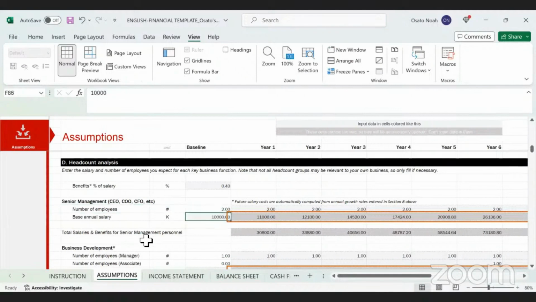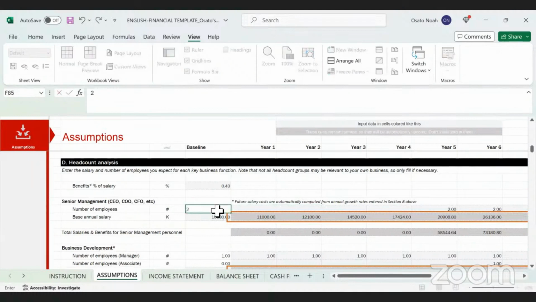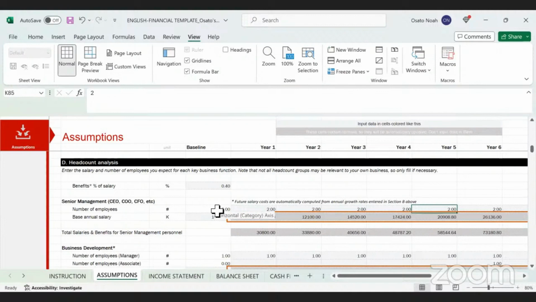And then we said the base salary will be 10,000 kwacha, and then their benefits. And so what we did was you just put that two rows. That's the number of people. So the number of persons will always be two. So I just wanted to show you. So it's two here, two, two for the 10 years.